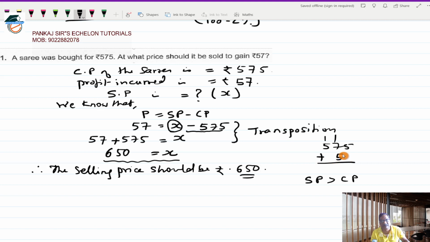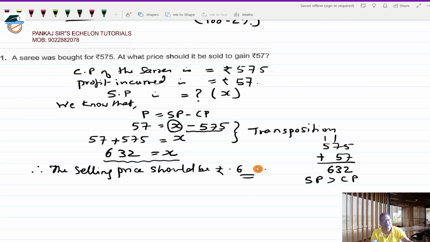It's not 75, it is 57. Okay, so this will make it 7 plus 5, 12, 2, 1 carried. And 7 plus 5 is 12 plus 1 is 13, 3, then 1 carried. So 632 will be my selling price. Okay, not 650, it will be 632. So the selling price happens to be 632, right?